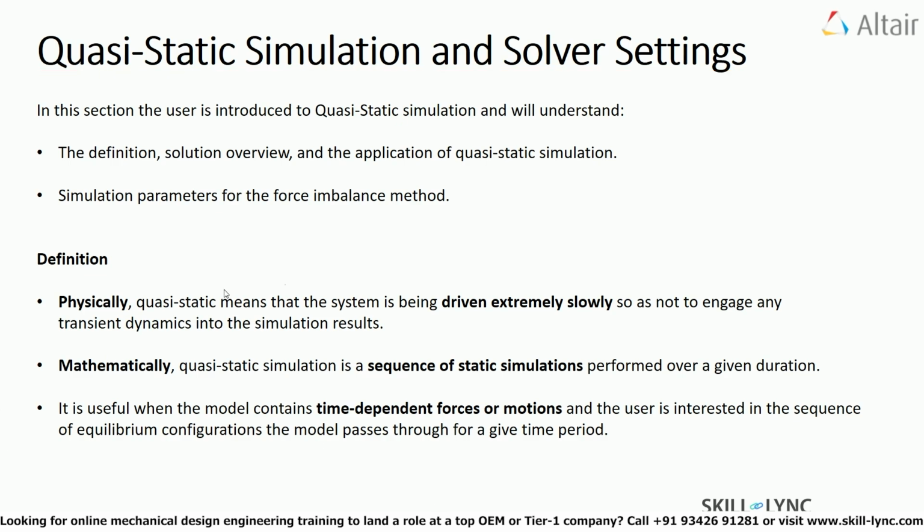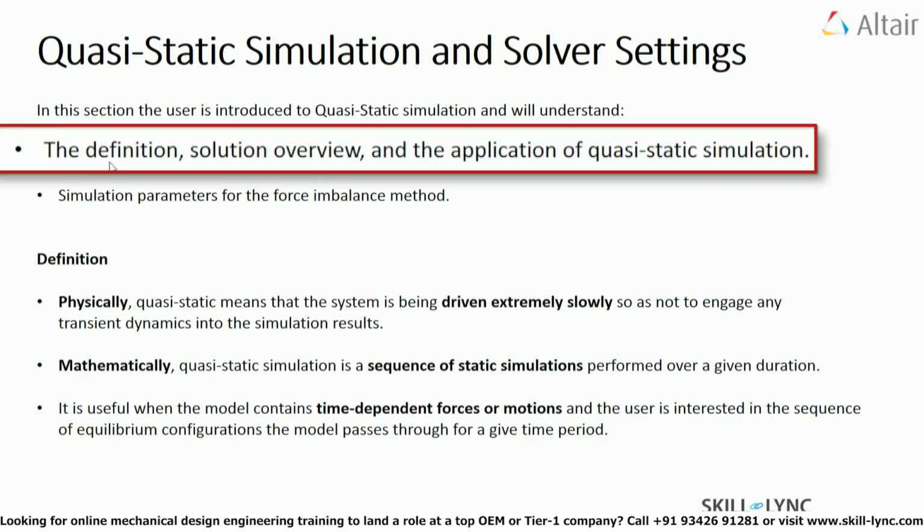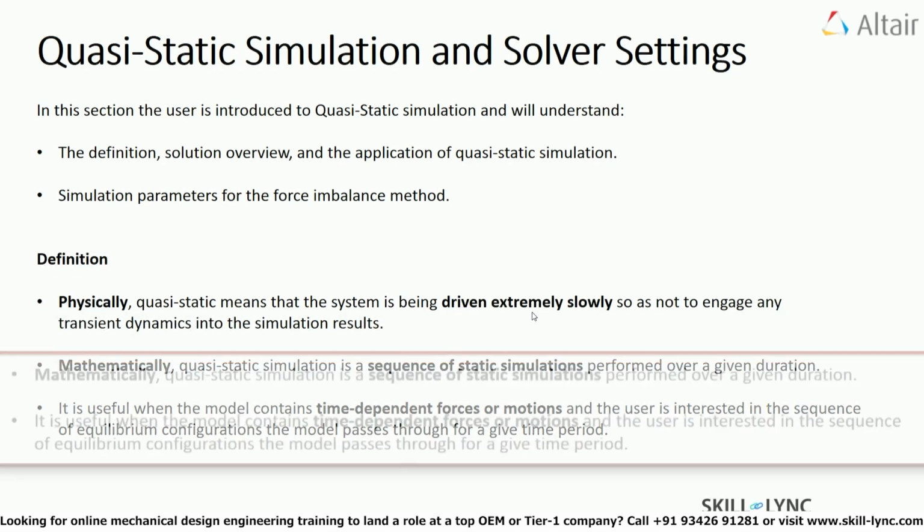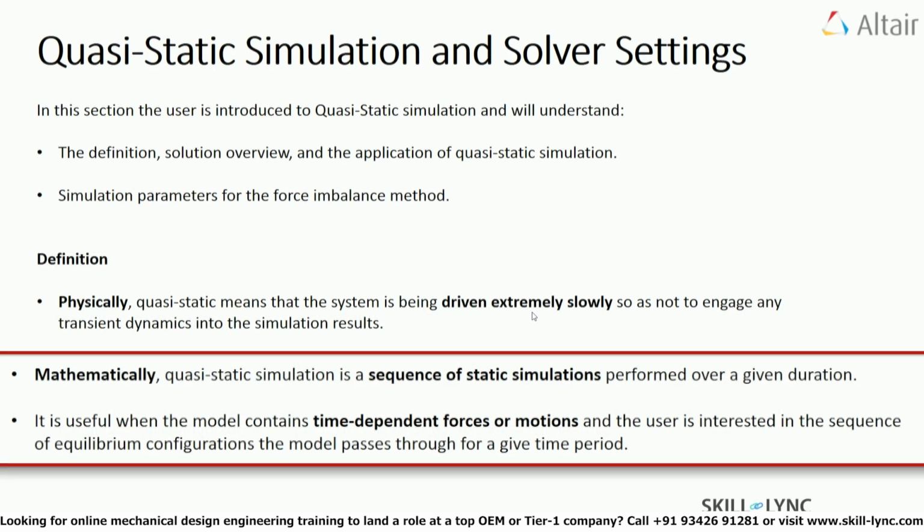We will understand the following in this particular slide. The first thing is the definition of the quasi-static simulation or the quasi-static analysis, and then the solution overview. So definition. Physically, quasi-static means almost static, which means that the system is being driven extremely slowly so as to not engage any transient dynamics into the simulation results. Mathematically, quasi-static simulation is a sequence of static simulations performed over a given duration. It is useful when the model contains time-dependent forces or motions and the user is interested in the sequence of equilibrium configurations the model passes through for a given period of time.